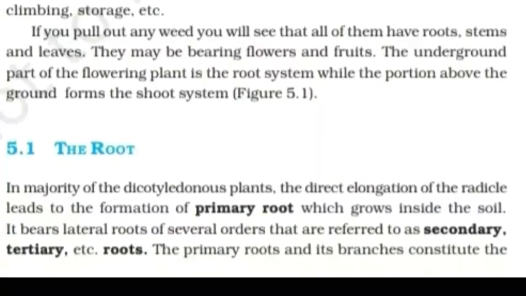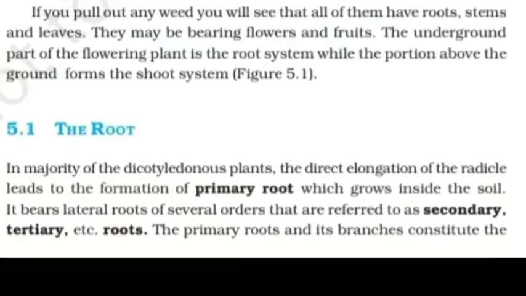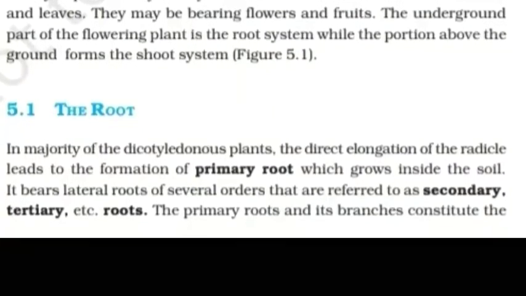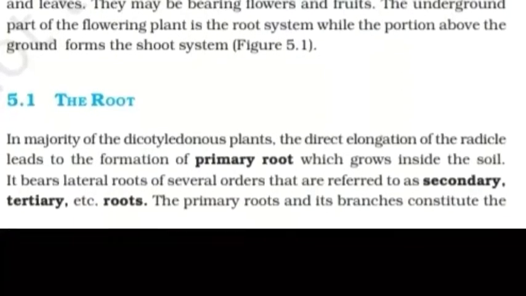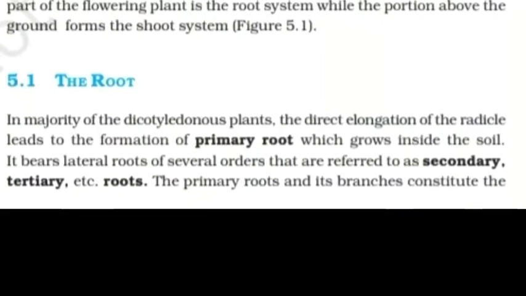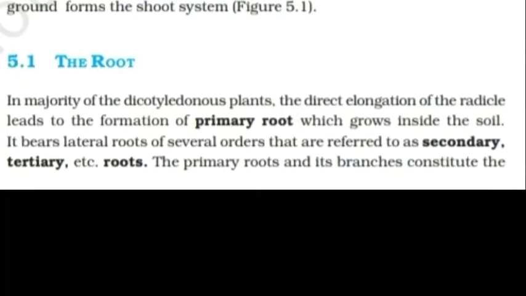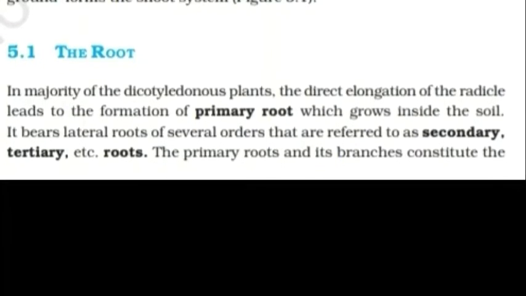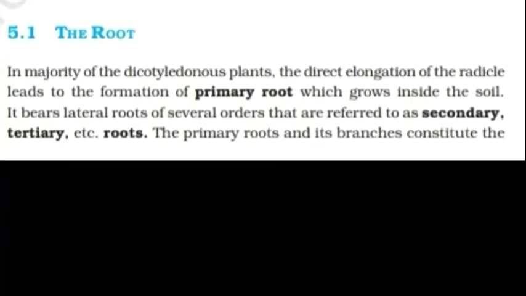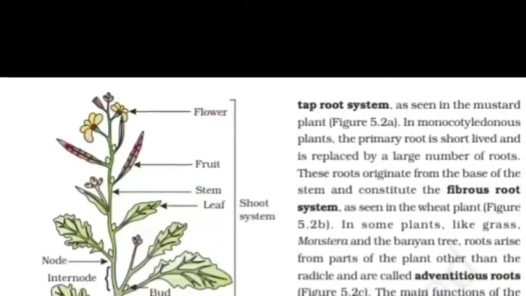In the majority of dicotyledonous plants, the direct elongation of the radicle leads to the formation of the primary root which grows inside the soil. It bears lateral roots of several orders that are referred to as secondary, tertiary, etc. roots. The primary root and its branches constitute the taproot system, as seen in the mustard plant.